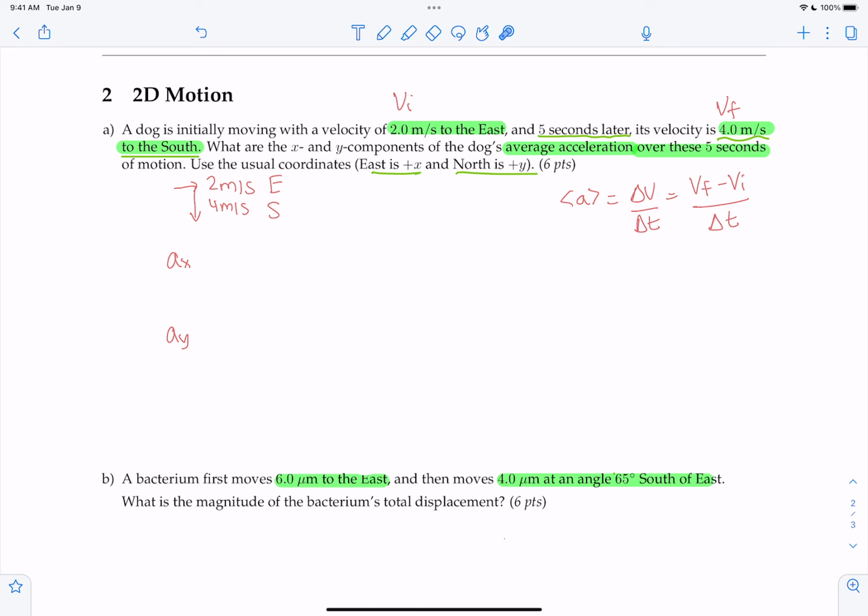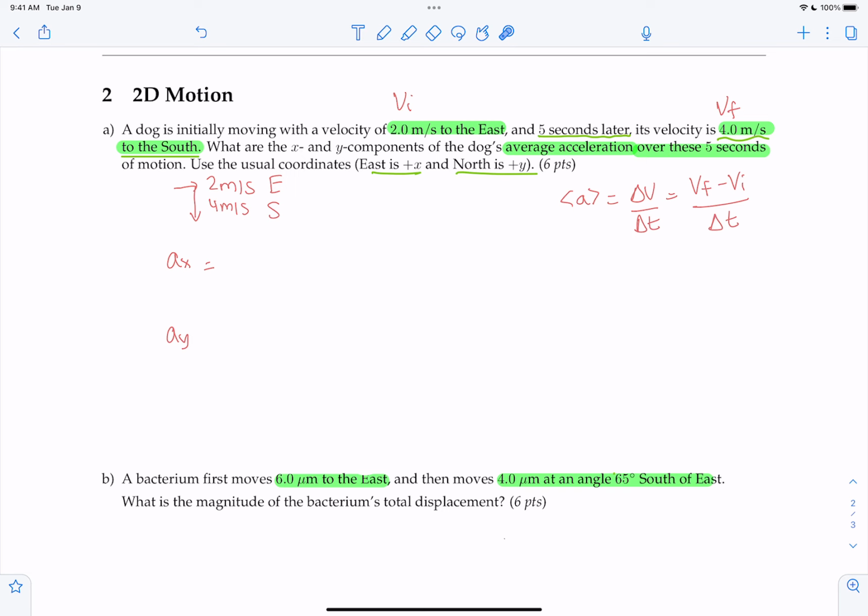Now, for AX, we know that's VF minus VI over delta T, but it's X components that we're talking about. So how can we adjust this formula to specify which VF and which VI we're talking about? Because remember, this is X and Y components. If we just say VF and VI, that's the total final velocity and the total initial velocity. But if we want to go by components, how can we adjust the equation to factor in the components?